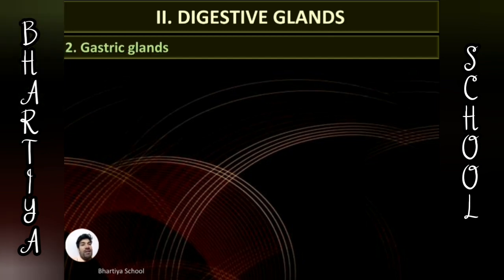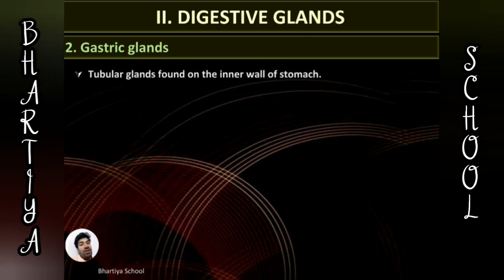Second, we will discuss our next gland, that is the gastric gland. As the name indicates, it is present in the stomach. It is a tubular gland which is found on the inner wall of the stomach.